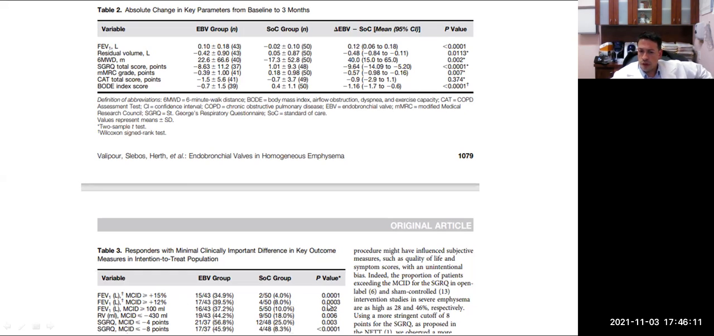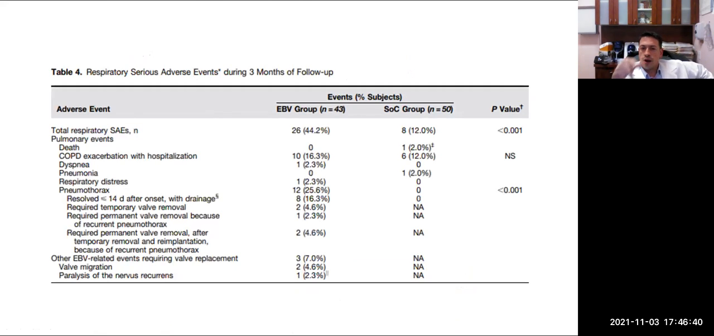What about FEV1? The same thing, okay? So this just looks at MCID of 15% or 12%, MCID of 100 ml. So again, remember, when we talk about clinical significance, we talk about MCID, minimally clinically important difference. And as you can see, you hit all of those points with a very nice p-value. So that is the reason that FDA granted approval for Zephyr valves, because this is a Zephyr sponsored trial for homogeneous patients.